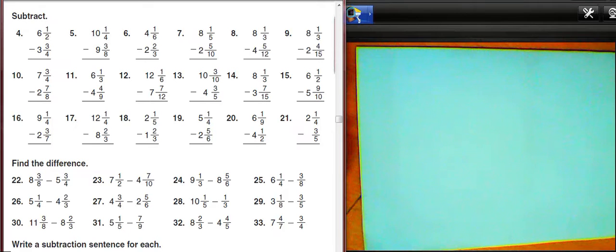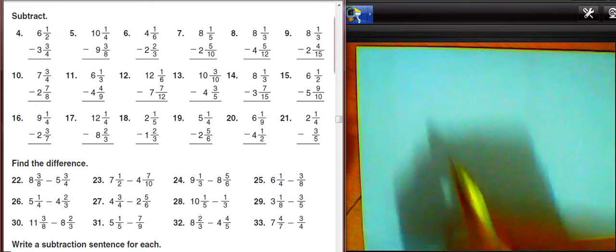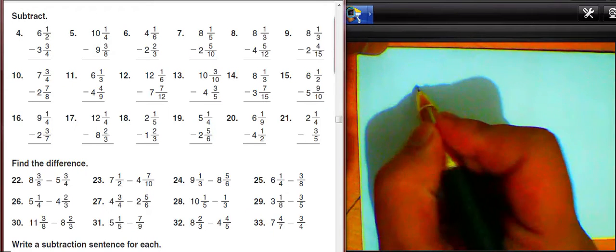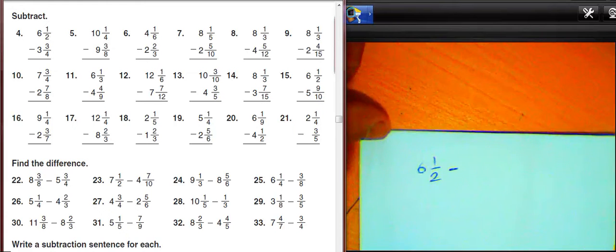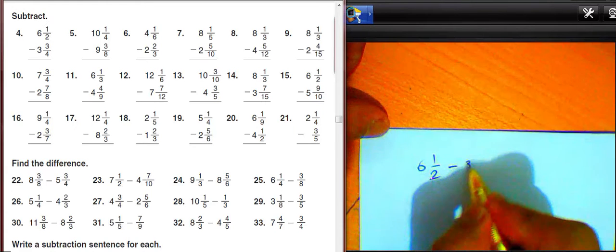Today we will solve a lot of questions about subtracting two fractions. Question number 4, look here. We have 6 and a half, subtract 3 and 3 over 4.